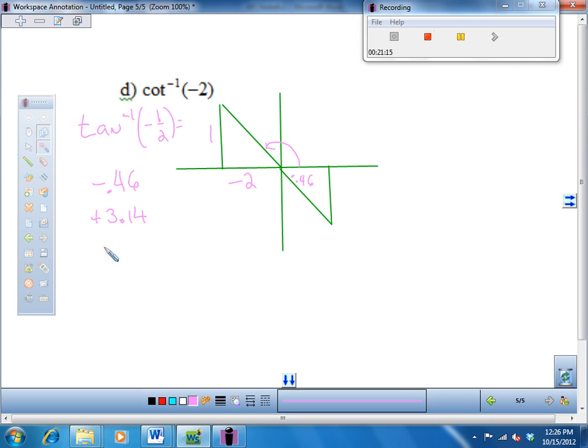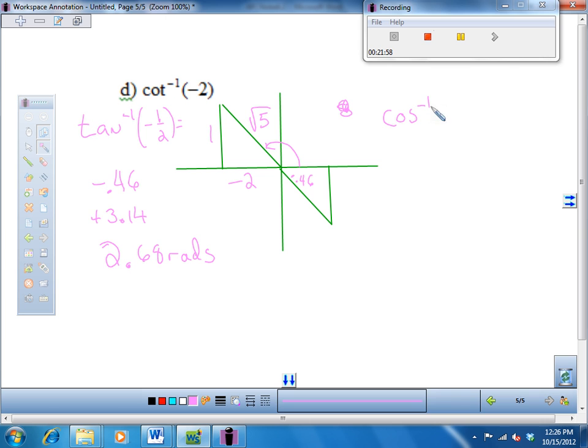What is that? Positive 2.68? Probably it is. 2.68 rads, from here to here. The other way I can do this, since I know I'm in this quadrant, if I draw this picture, I can do the Pythagorean theorem and find that this side is what? Root of something. Root of 5.